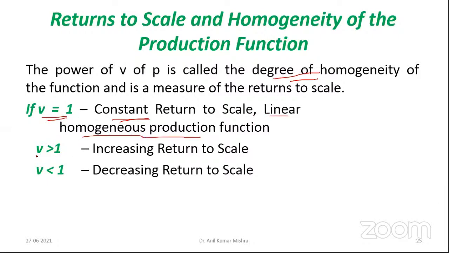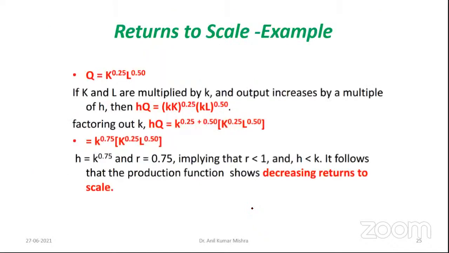If the degree is more than one, the return is much more than what the input factor, meaning how much effort you have to provide and what is the amount of the returns to be. If the return is more than your effort, then it is called increasing return. If the return is less than your effort, then it is called diminishing return. That is a very simple concept: increasing return to scale, constant return to scale, and diminishing return to scale.